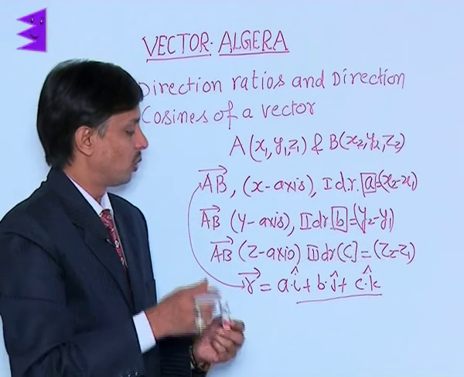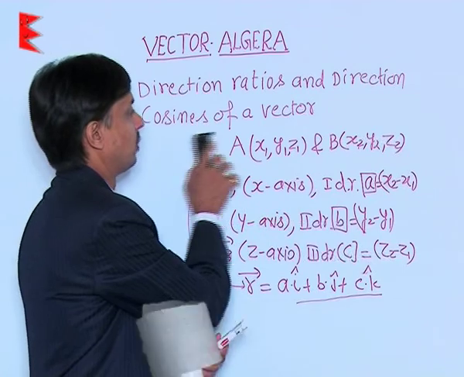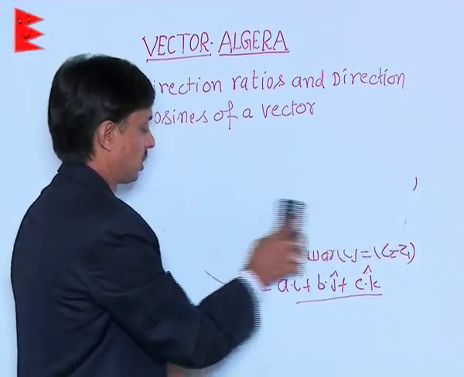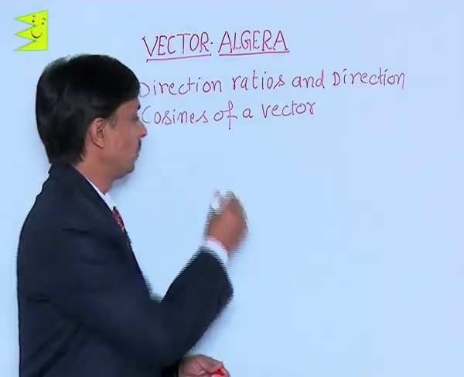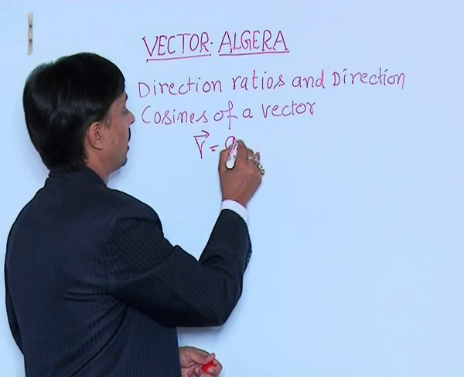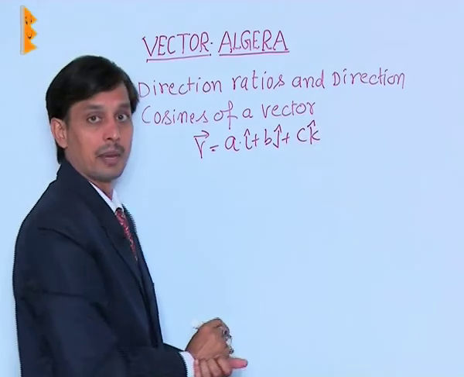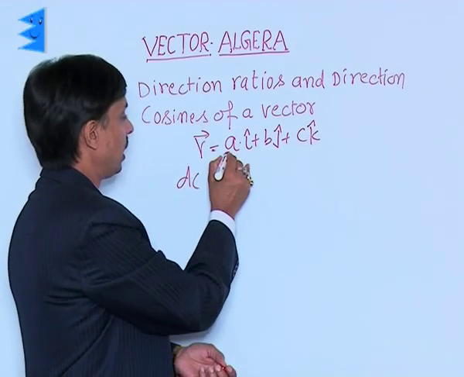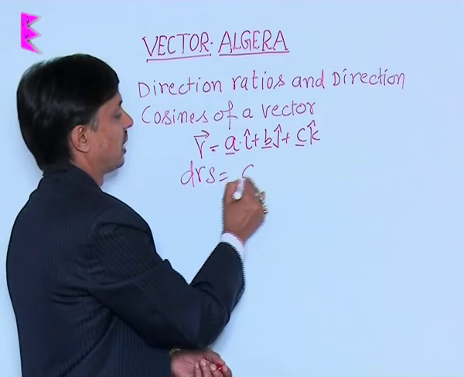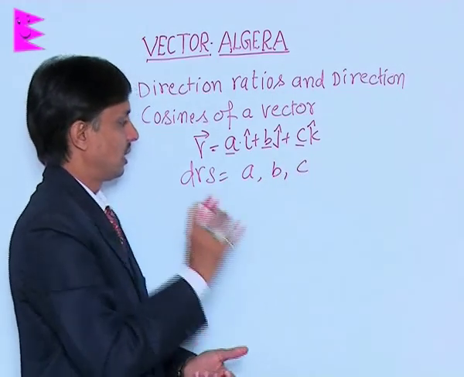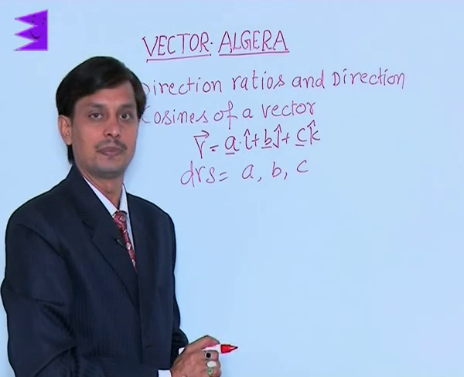Now, what are DCs? DCs means direction cosines. If a vector R is given by A times i cap plus B times j cap plus C times k cap, then A, B, C are the DRs. As I told you, A is x2 minus x1, B is y2 minus y1 and C is z2 minus z1.